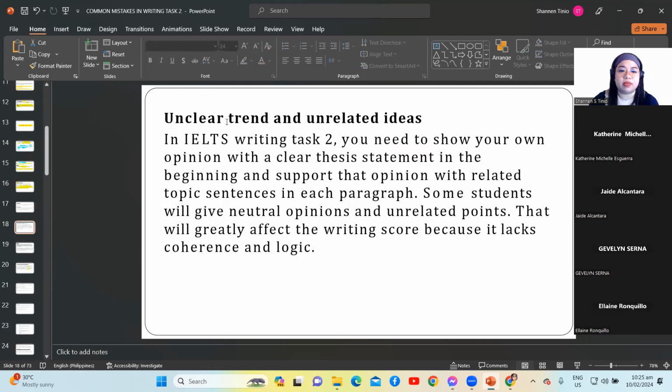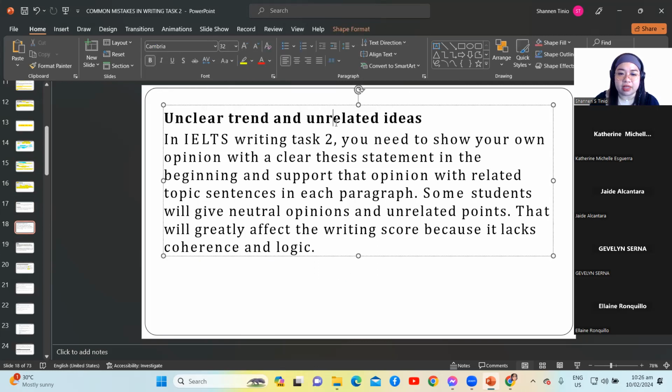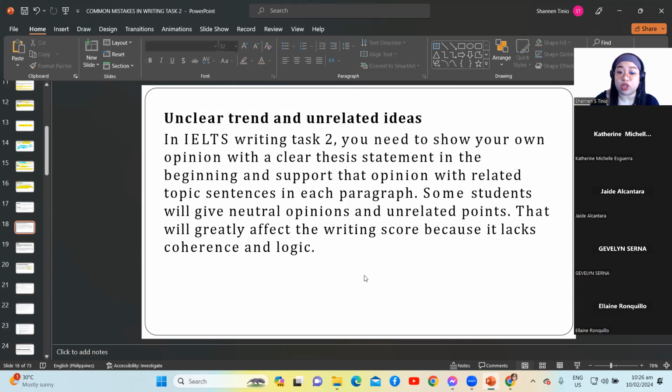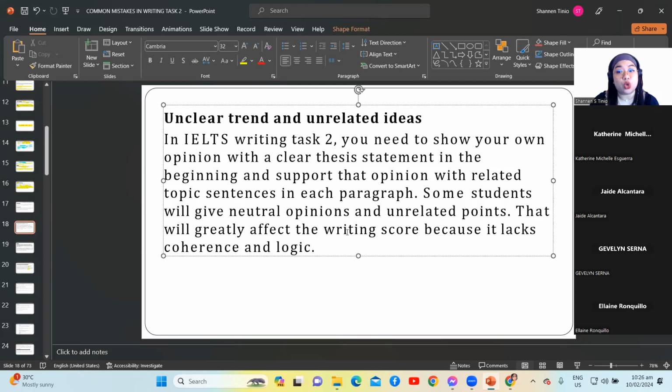Now, there is an unclear trend and unrelated ideas. Ito yung mga kailangan i-avoid. Unclear, being loss of clarity and not being related. These are the things that you have to avoid when writing your composition. In IELTS, writing task 2, you need to show your own opinion with a clear thesis statement.